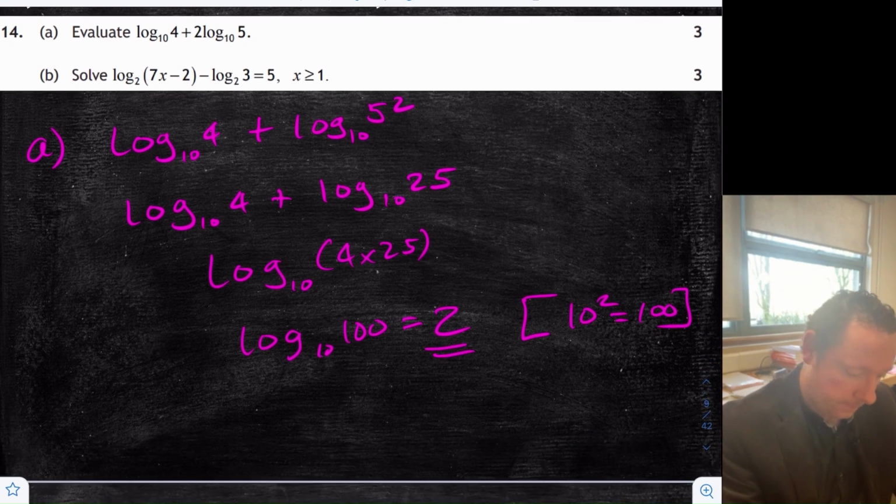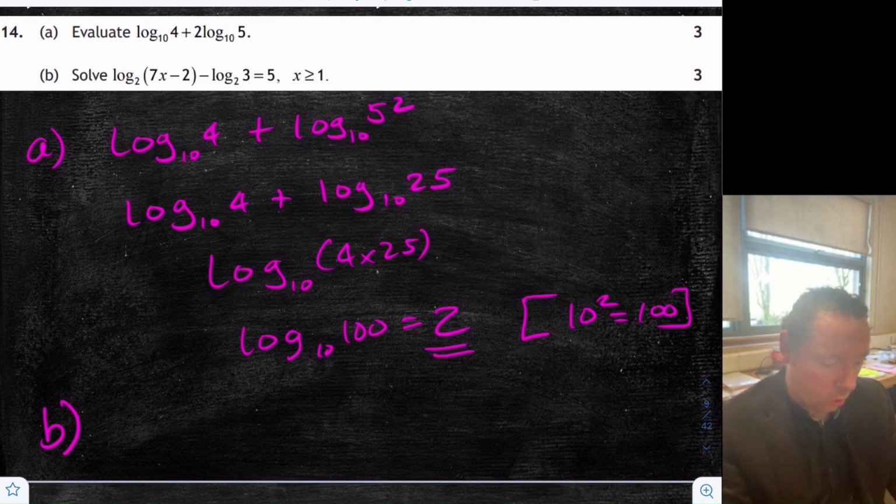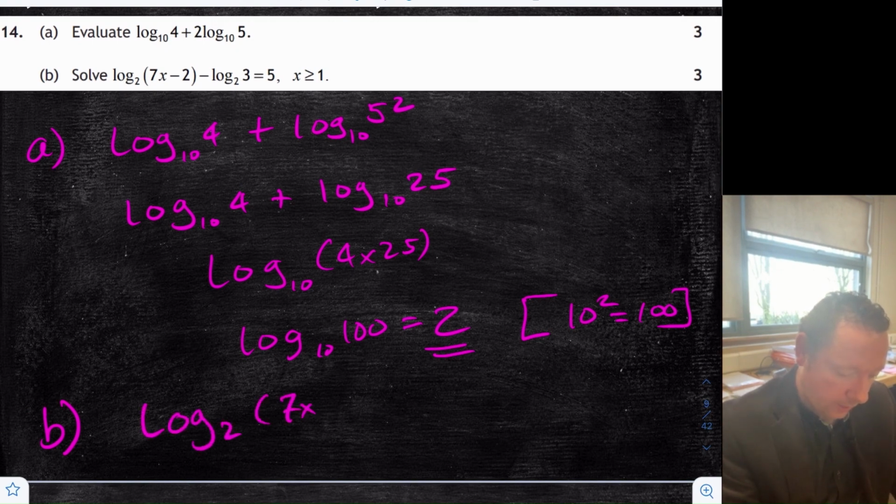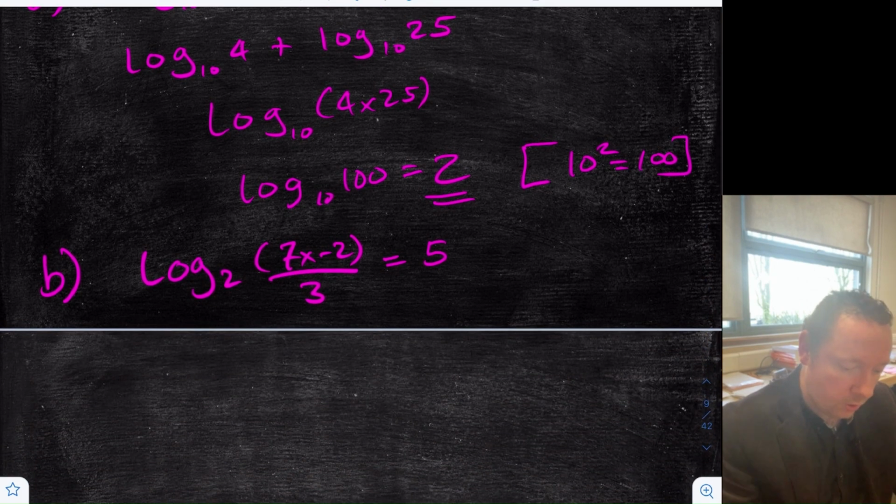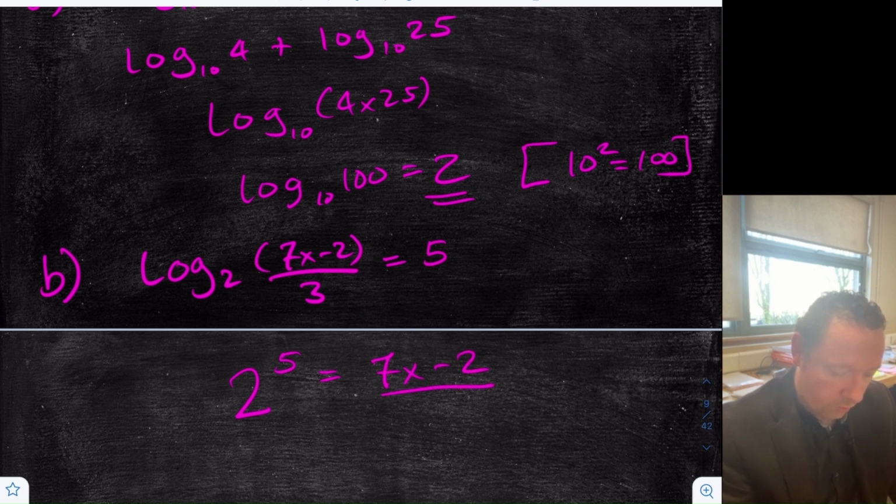Part B. Solve log 2 7x minus 2 minus log 2 3 equals 5. So we'll combine that into one log straight away by writing log 2 of 7x minus 2 all over 3, because a minus means we can divide. And that equals 5. So then using our rules of logs to eliminate, we've got a log on one side and a number. So 2 to the power of 5 equals this. So I can write that 2 to the power of 5 is 7x minus 2 over 3.